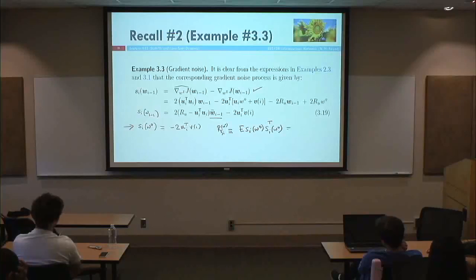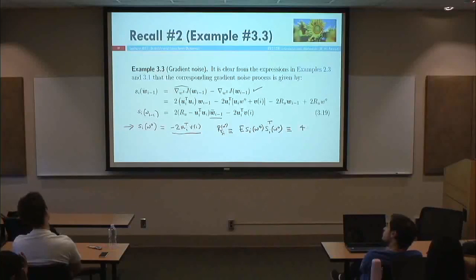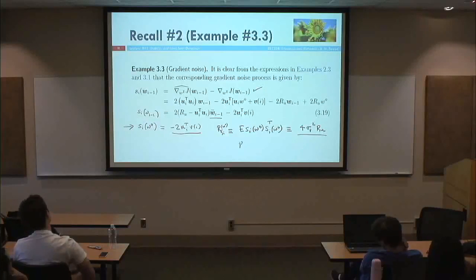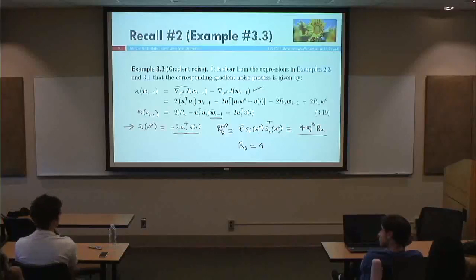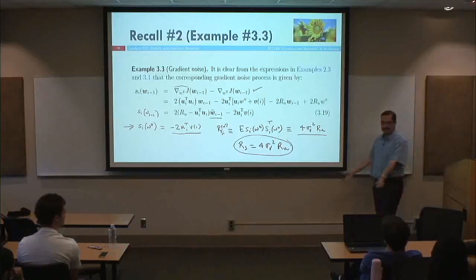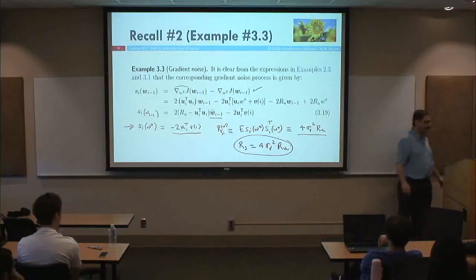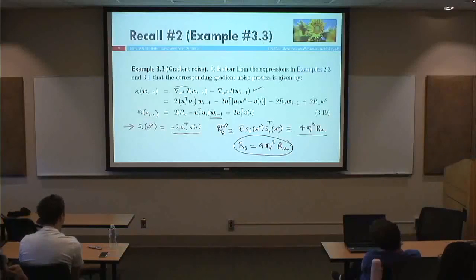What do you get in this case? You get 4 sigma_v squared R_u, correct? So the limit, this is already a constant, independent of i, so the limit is itself. So there it is. In the quadratic case, the condition that this R_s, the limit of the noise covariance in steady state, is a constant, there you have it. So this is an example to illustrate the definition.